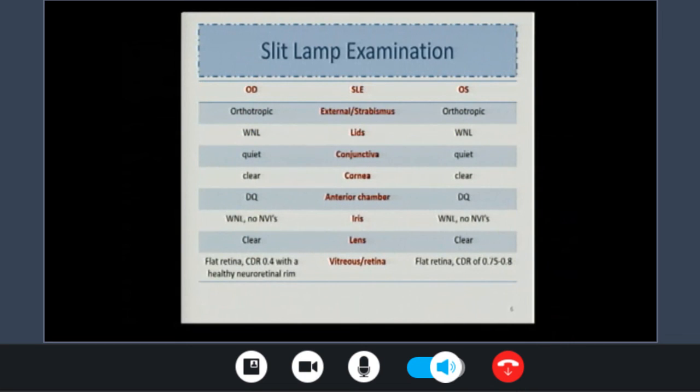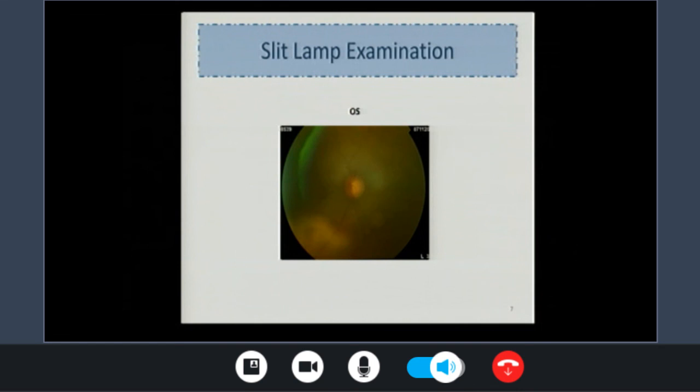Fundoscopy of the right eye showed a healthy optic nerve with a cup disc ratio of 0.4, a healthy neuroretinal rim. However, fundoscopy of the left eye showed cupping, where the cup disc ratio was around 0.75 to 0.8 with inferior thinning. I apologize for the quality of the picture, but it was taken without dilation.